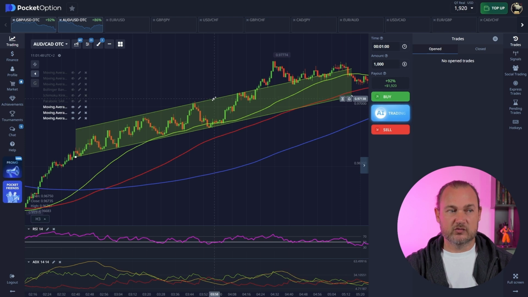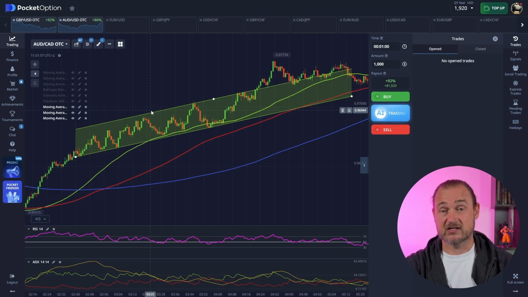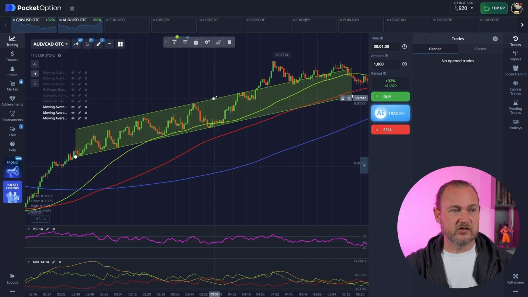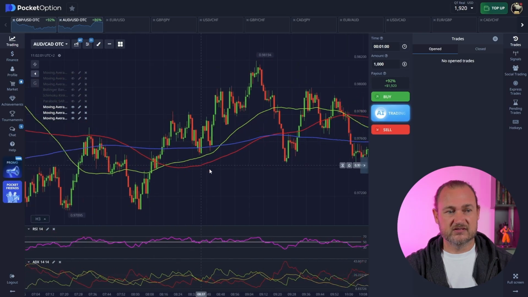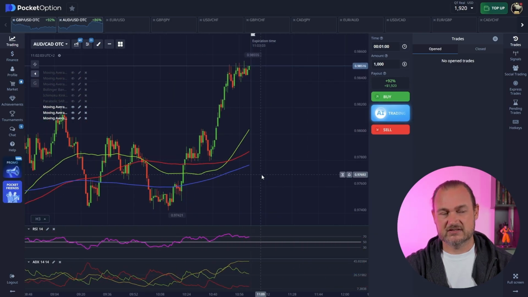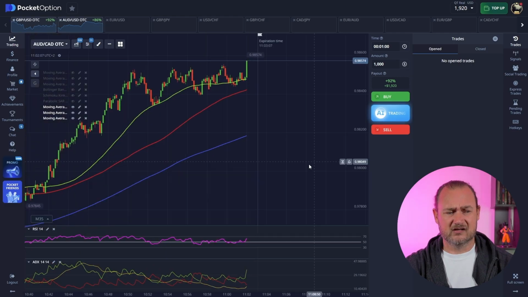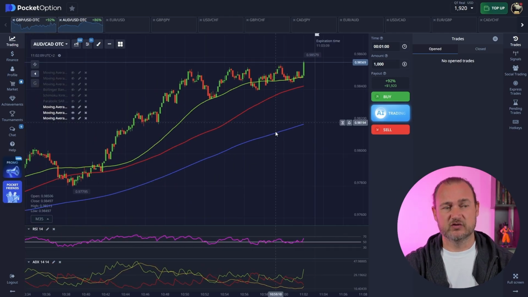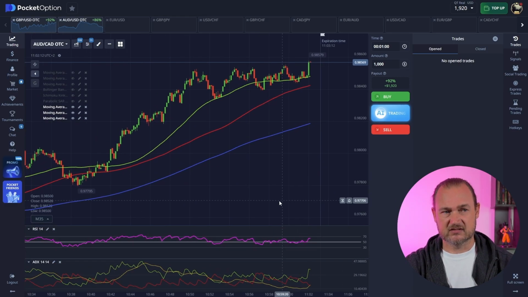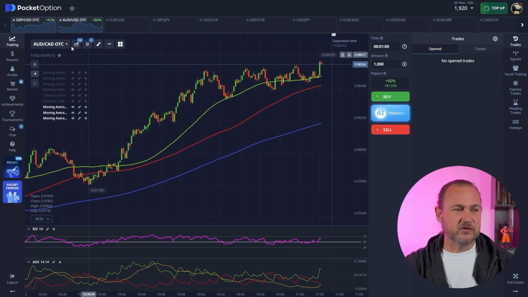So whether you are drawing in support and resistance areas manually, remember trend lines are just diagonal support and resistance areas. They work exactly the same. So whether you are using this or you are simply using the moving averages, the effects are going to be the same. Another thing I like about the ADX is the fact that this works beautifully on even 10-second charts. Let's see if we can find a trade.